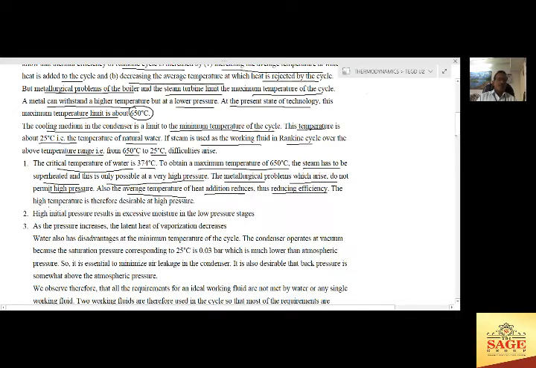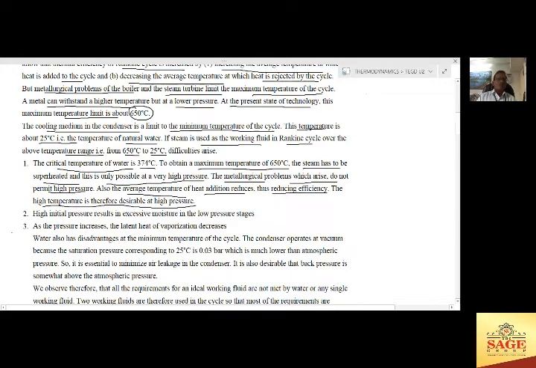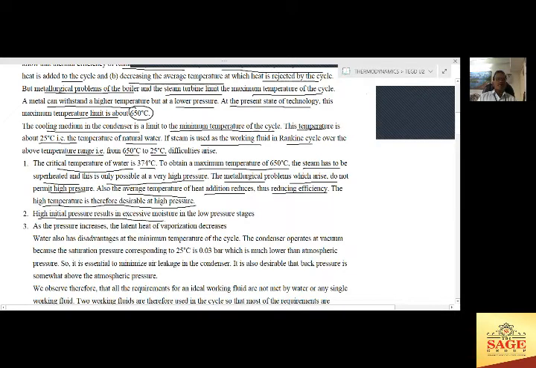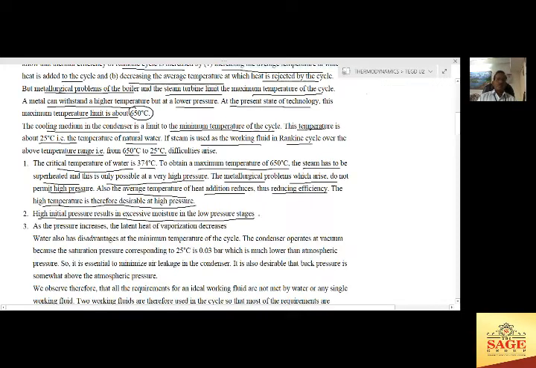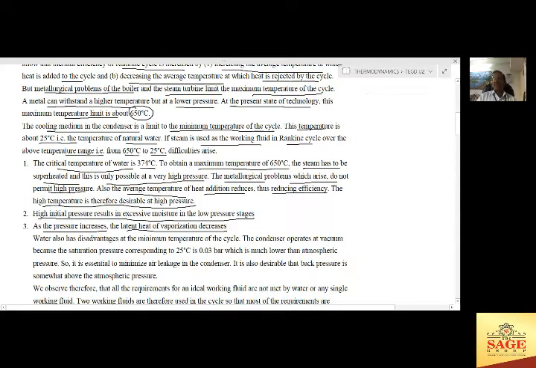The high temperature is therefore desirable at high pressure. Number two, the high initial pressure results in excessive moisture in the low pressure stages. When we use this high pressure steam in the steam turbine, the high initial pressure results in excessive moisture in the low pressure stages. Also, in point 3, as the pressure increases, the latent heat of vaporization decreases. With rising pressure, the latent heat added in the boiler also decreases.